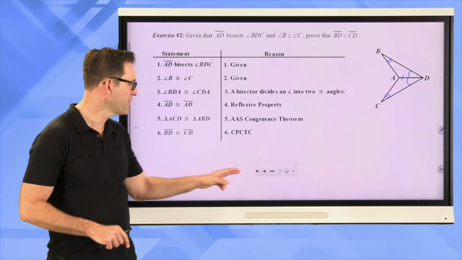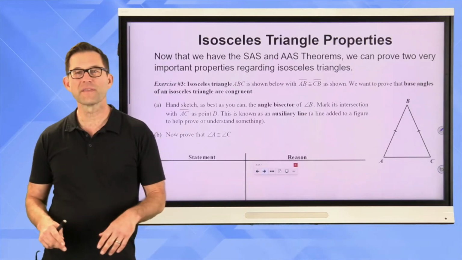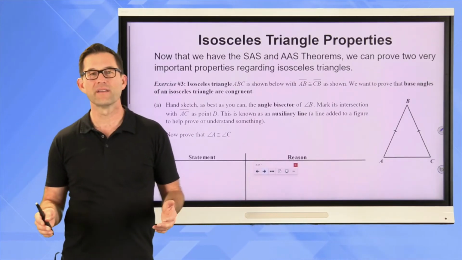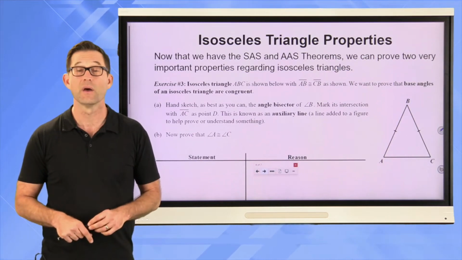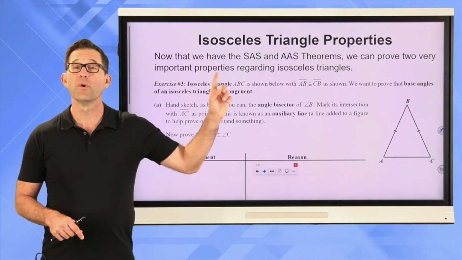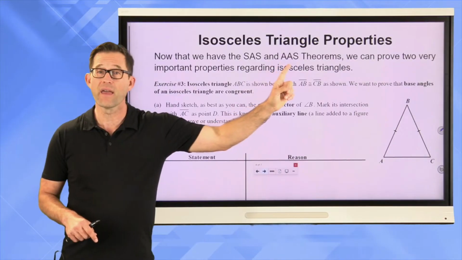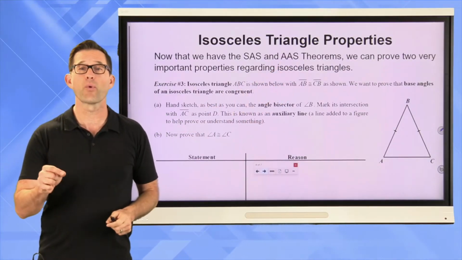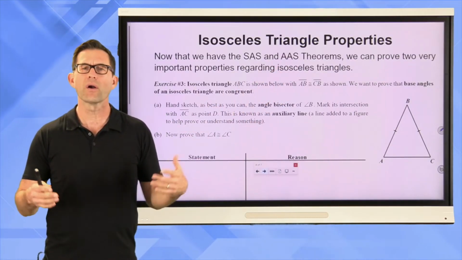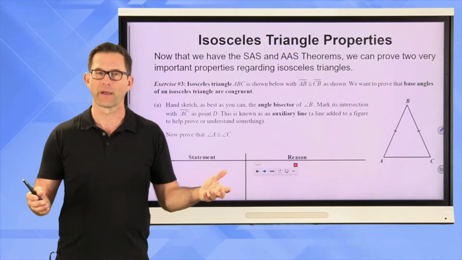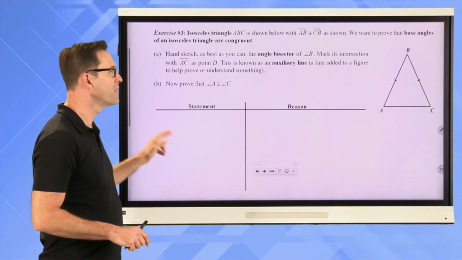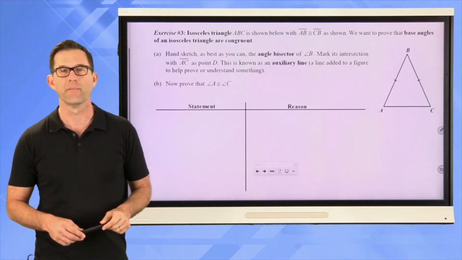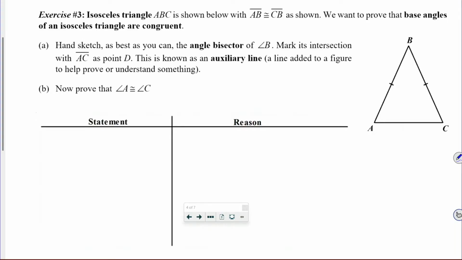Okay, let's move on. And now let's talk about the second part of the lesson, right? The lesson was entitled AAS and Isosceles triangles. So now that we have both the SAS and AAS theorems, we can prove two important properties regarding isosceles triangles, okay? These are properties we've already kind of looked at, but now we're going to really formally prove them. Exercise number 3.